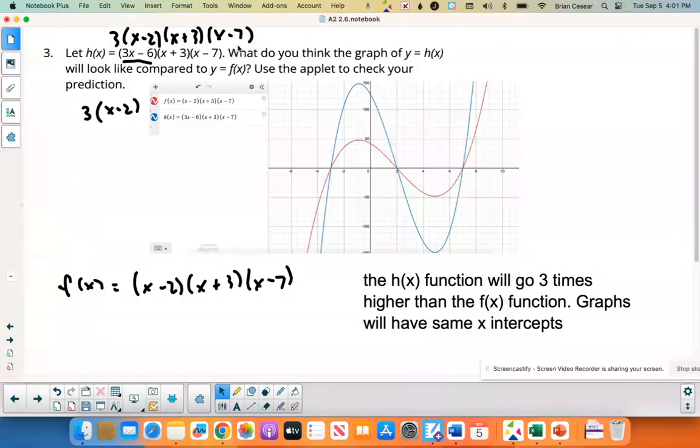So I set x minus 7 equal to 0 and solve it. I get x equals 7. X plus 3 equals 0. Set that equal to 0. You solve that, you get negative 3. And then same thing here, you get a positive 2.